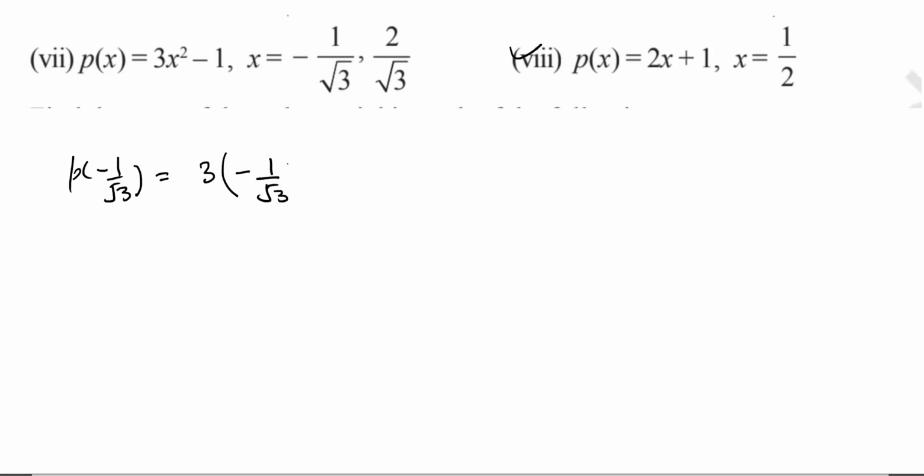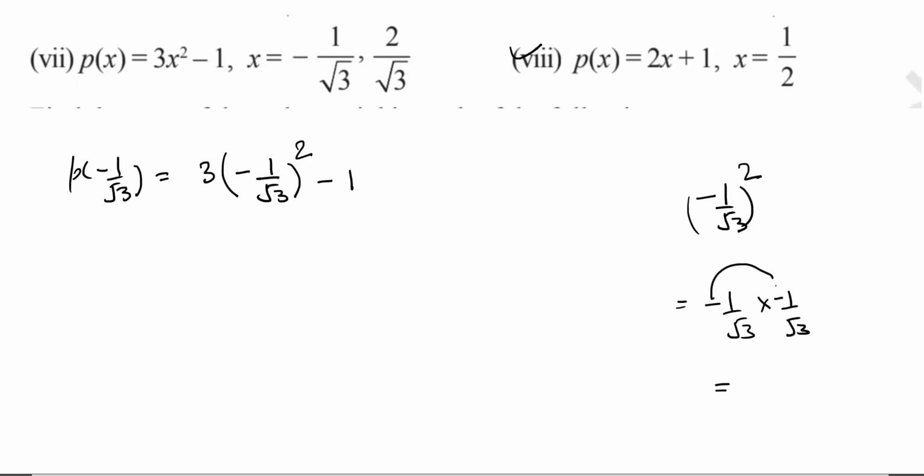Okay, the first one, let me explain. Put the value of x as minus 1 by root 3. Then what will you get? If you have minus 1 by root 3 whole square, it means minus 1 by root 3 into minus 1 by root 3. Minus minus multiplied gives plus. 1 into 1 is 1. And root 3 into root 3, what will you get? You will get 3, just like root 5 into root 5 gives 5.